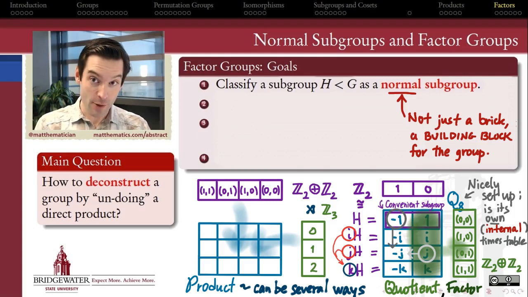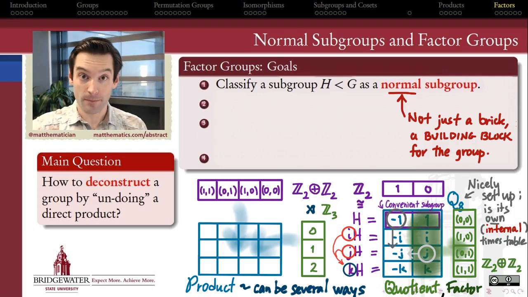If we want to understand how groups are built out of their subgroups, we need to identify which are the load-bearing subgroups, not just the bricks, but the building blocks on which that group is constructed. These are called the normal subgroups. And in this video, we want to understand how to recognize them when we see them, and then what is an appropriate definition for what it means for a subgroup to be normal.